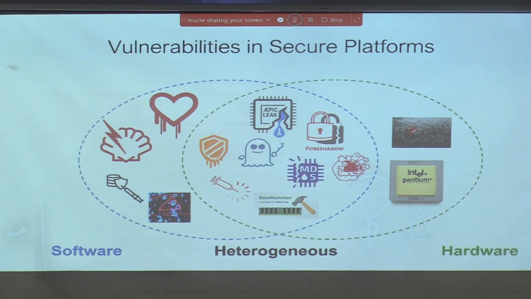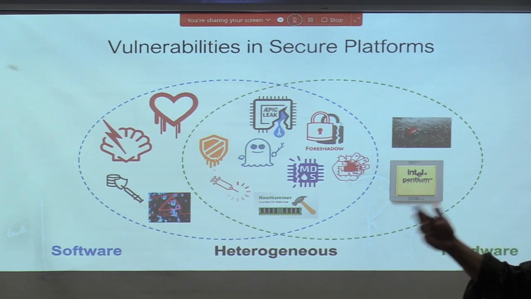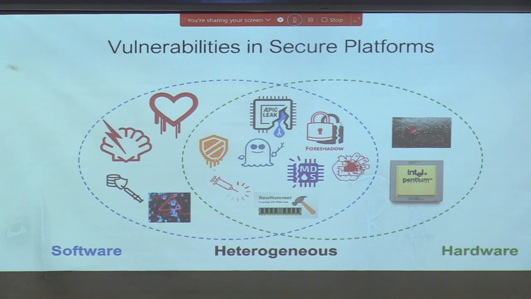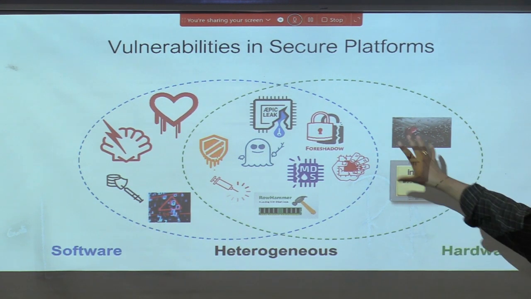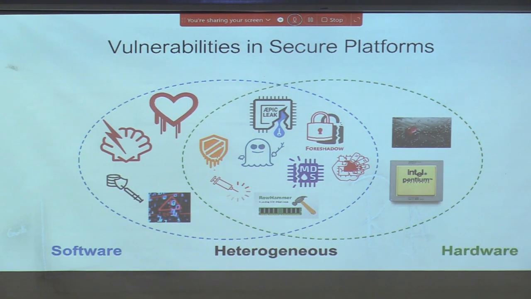And what made this interesting was that these are attacks that involve hardware features, but they're exploitable through software, right? And so that makes it a much more accessible thing as opposed to more invasive hardware attacks where people are doing differential power analysis or things like that. So this middle part, this heterogeneous threat landscape, is the thing that I'll be focusing on mainly in my talk today, right? And how do we deal with that?